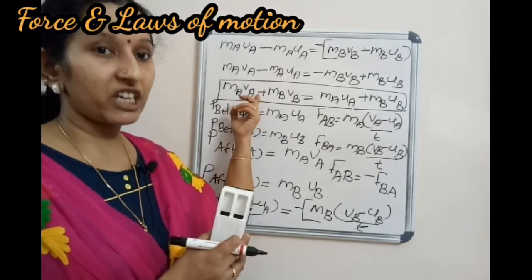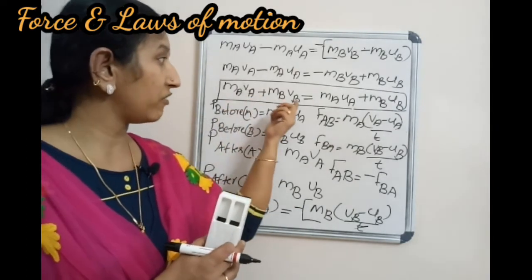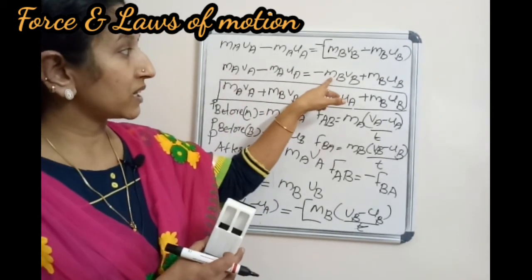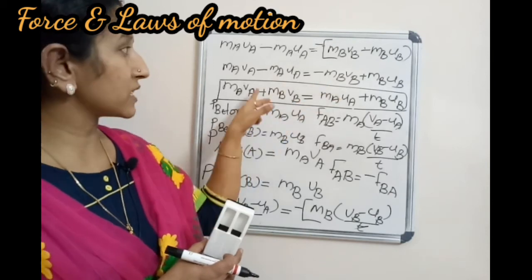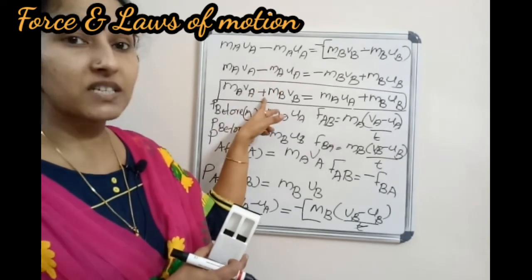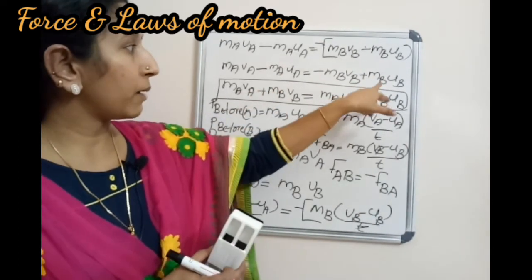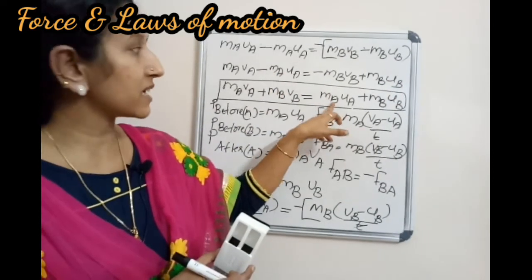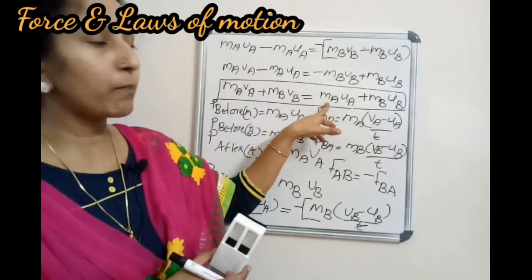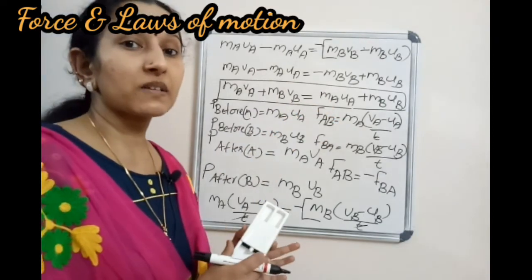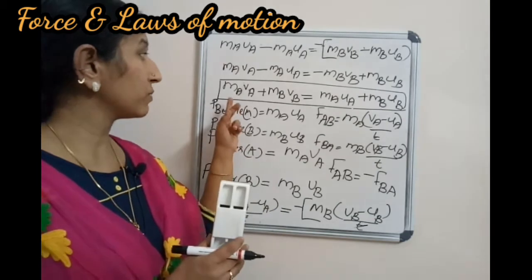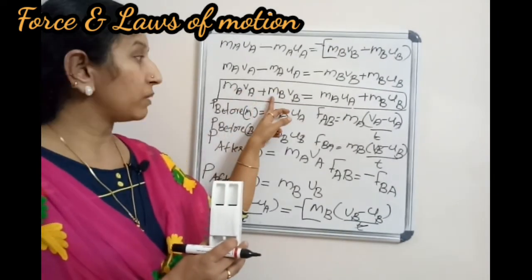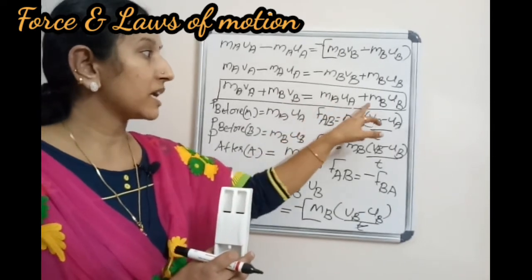So these are the V terms, MA VA plus MB VB. MA VA is already here, so I took the minus MB VB to the opposite side, making it plus MB VB, and MB UB is already here. MA UA coming to the opposite side becomes plus MA UA. So the mathematical representation of the law of conservation of momentum: MA UA plus MB UB equals MA VA plus MB VB.